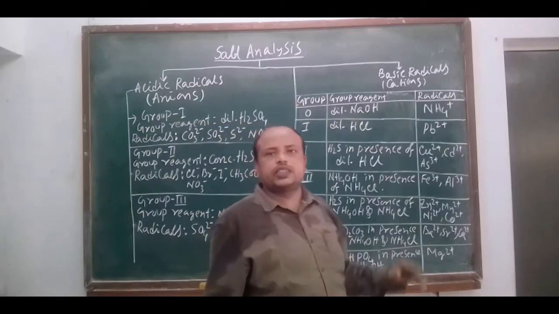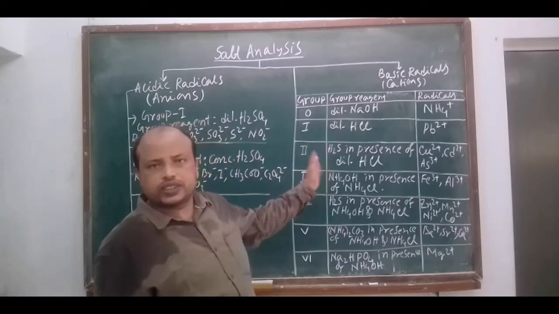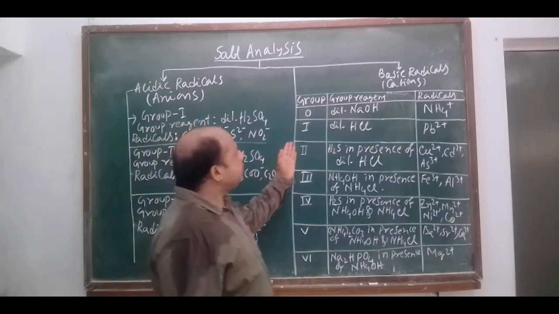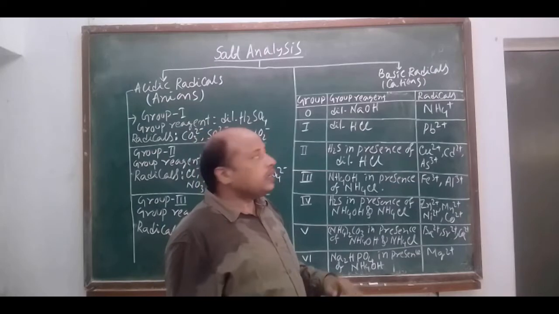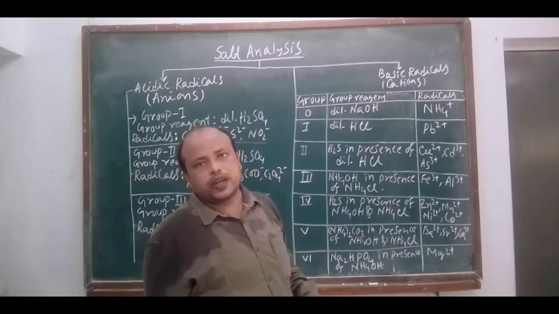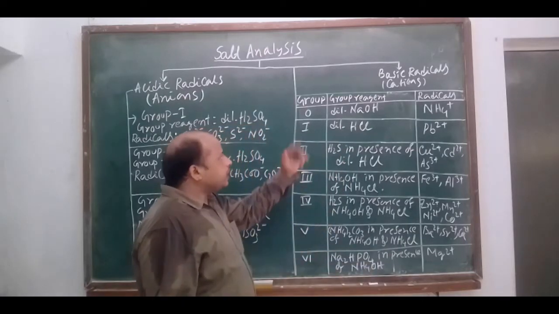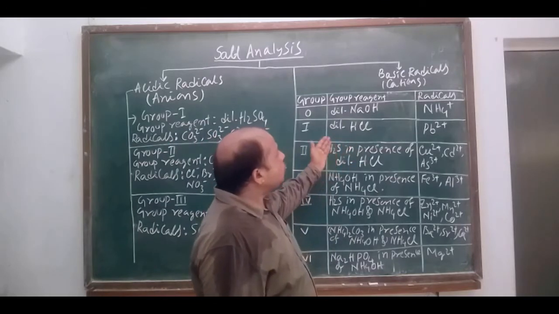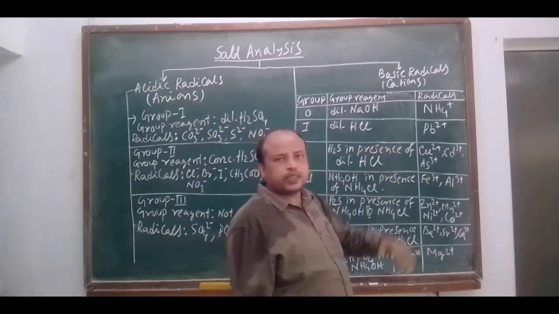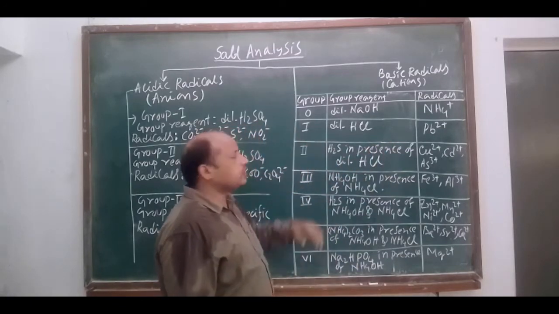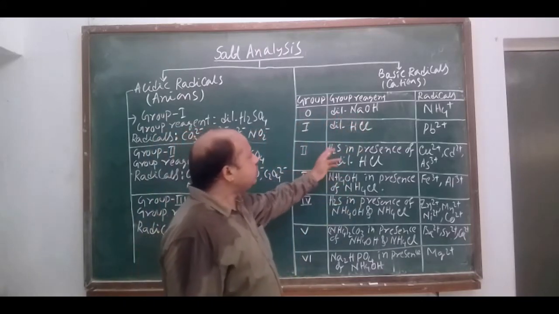Now if we talk about the basic radicals, what basic radicals may be present and what group reagent are we taking? You can see here, I have written it here. If it reacts with dilute NaOH, then the radical that may be present is NH4+ and it is categorized as group 0. If it doesn't react with dilute NaOH, then we go with another reagent, dilute HCl. If it reacts with dilute HCl, then the radical that may be present is Pb2+ and it is categorized as group 1.